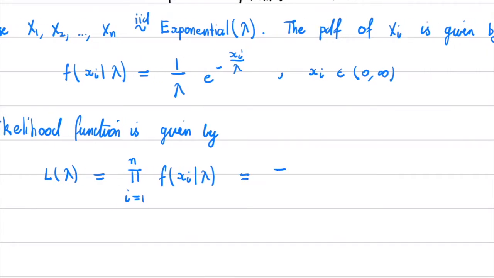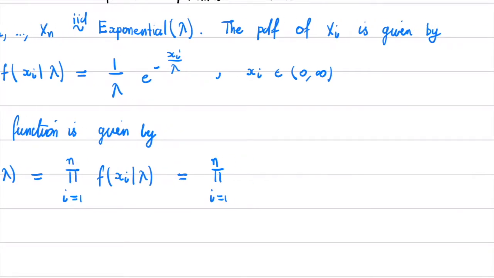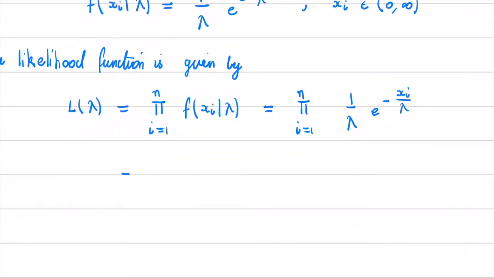And then we're going to replace fxi given lambda here with our expression above. So that becomes 1 on lambda e to the negative xi on lambda. And now doing some more algebraic manipulation. So what do we have here? I'm going to split it up a bit. I'm going to say that's the product i equals 1 to n of 1 on lambda times the product i equals 1 to n of e to the negative xi on lambda.